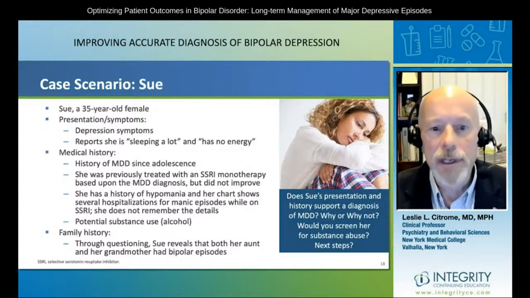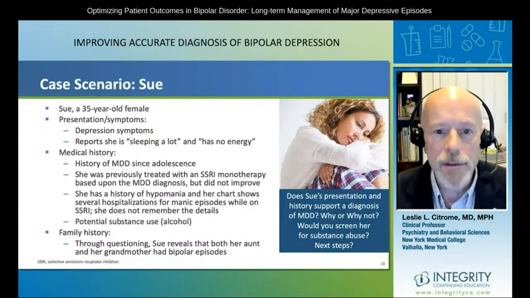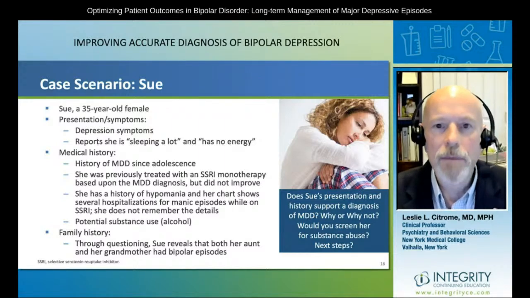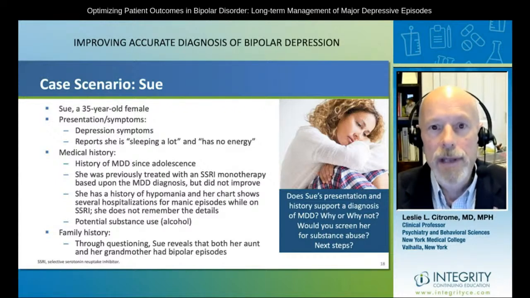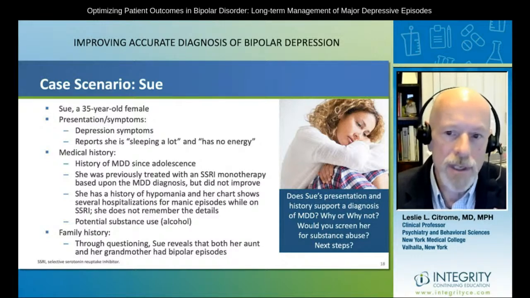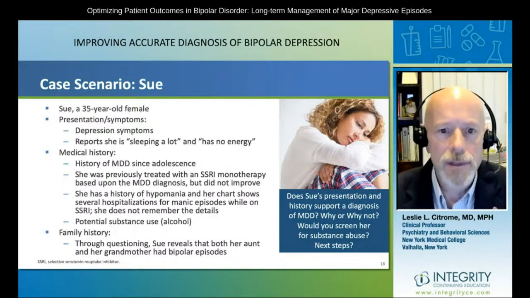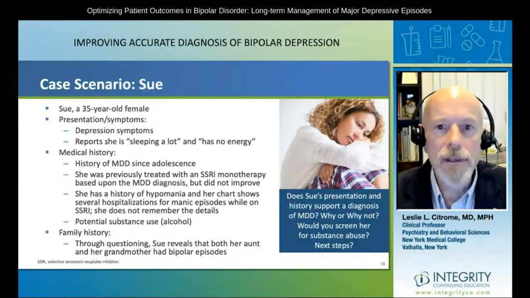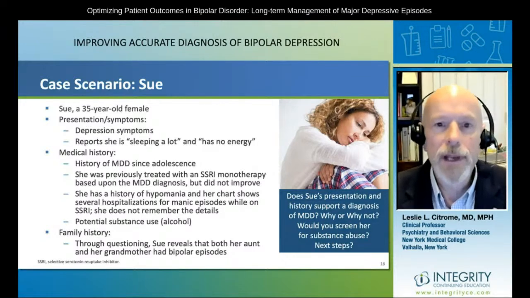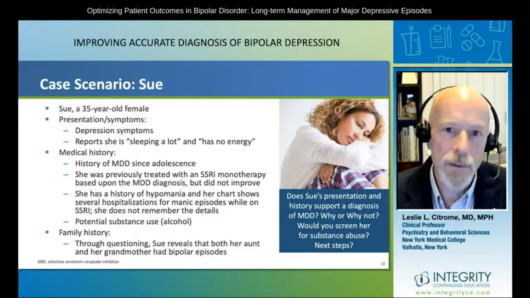And then the clincher here, in my mind, is the family history. Through questioning, she reveals that both her aunt and her grandmother had bipolar episodes. Well, that's pretty strong evidence now that Sue doesn't have MDD. Her presentation and history does not really support the diagnosis of MDD. We'll also obviously screen her for substance use currently, because sometimes patients will present with mood instability because they're misusing substances. But the other side of the coin is that they may be self-treating their mood disorder with substances. It can work both ways.